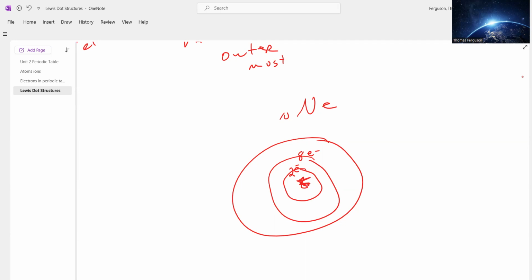Unless it's full? Good question. So her point was, are these unstable electrons? One, they're the valence electrons because they're the outermost, but because it's full, that's the exception. Because it's full, they're very stable.